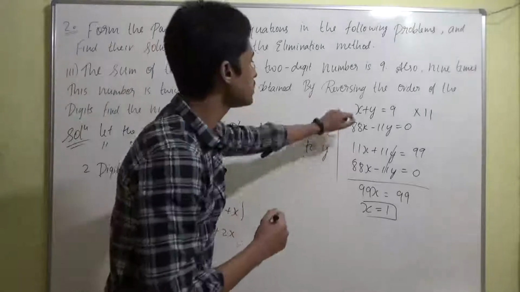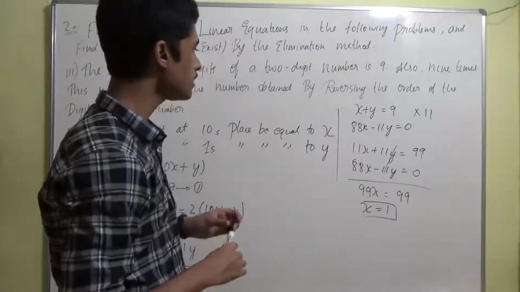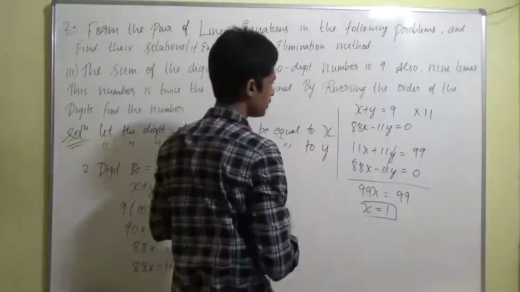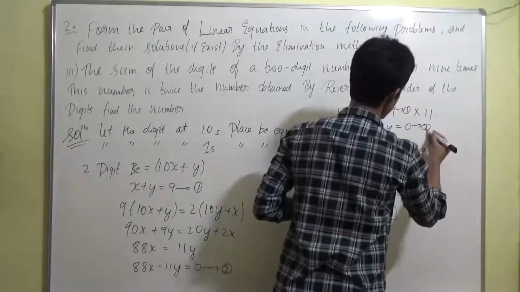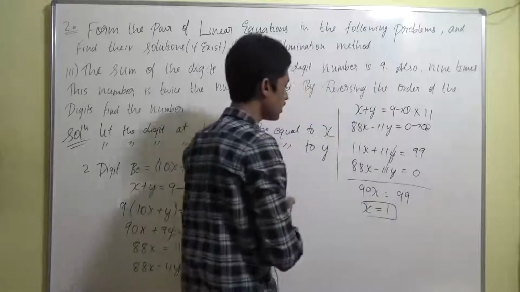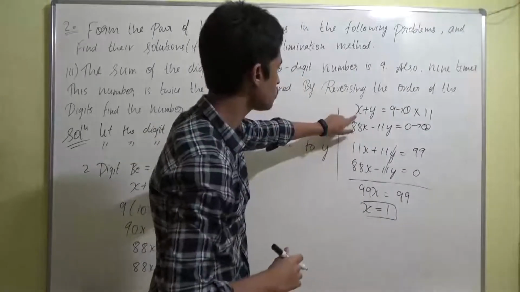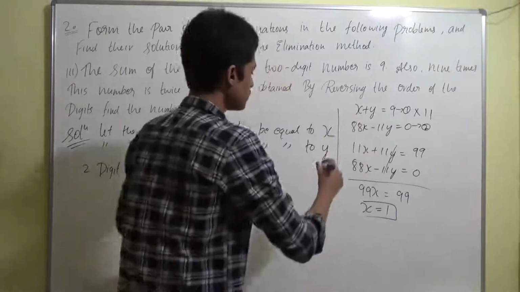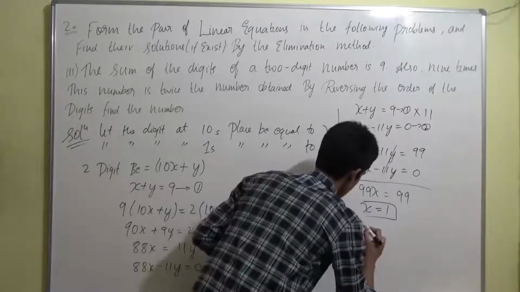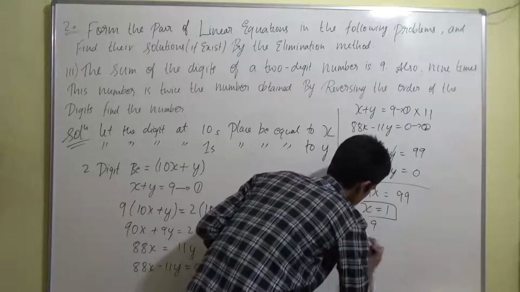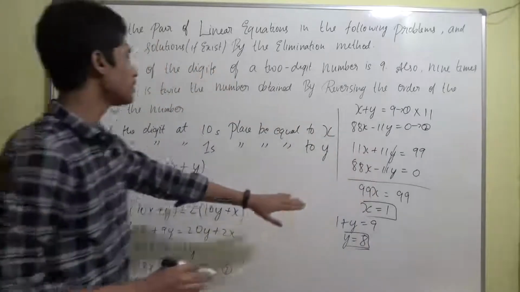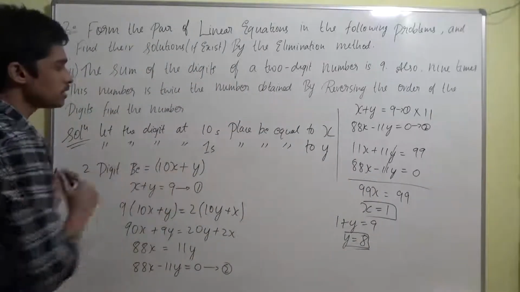Let's substitute it in equation 1, right? This was equation 1. This was equation 2. Let's substitute it in equation 1 and find the value of y. If you substitute in equation 1, it becomes 1 plus y equal to 9, which means y will become equal to 9 minus 1, 8. Right, we found the tens place and we found the ones place.